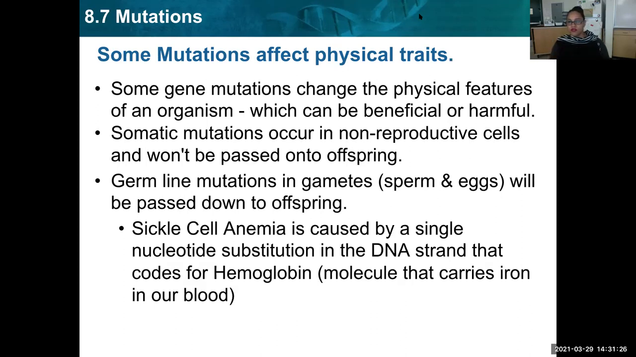So this is what I mean by disorders. This is a specific disorder caused by one point mutation. Down syndrome is caused by something called non-disjunction. And that's an entire extra chromosome, which is different.